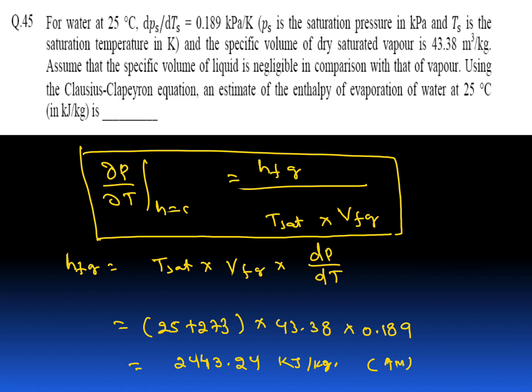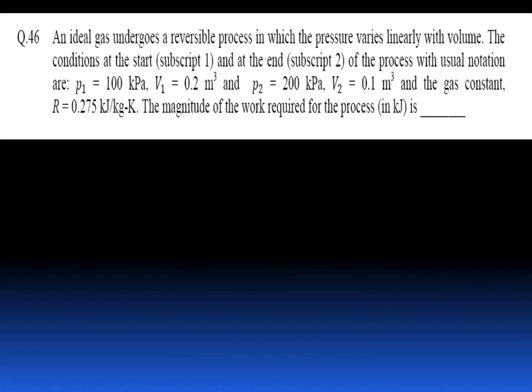Question: an ideal gas undergoes a reversible process in which the pressure varies linearly with volume. The conditions at the start, subscript 1, and the end, subscript 2, of the process, with usual notation, are P1 equal to 100 kilopascal, V1 equal to 0.2 meter cube, and P2 equal to 200 kilopascal, V2 equal to 0.1 meter cube, and the gas constant R equal to 0.275 kilojoule per kg Kelvin. The magnitude of the work required for the process in kilojoule is how much?